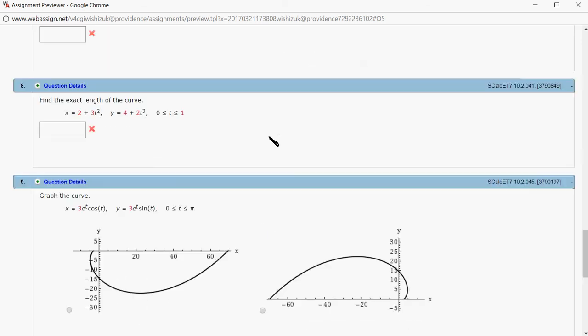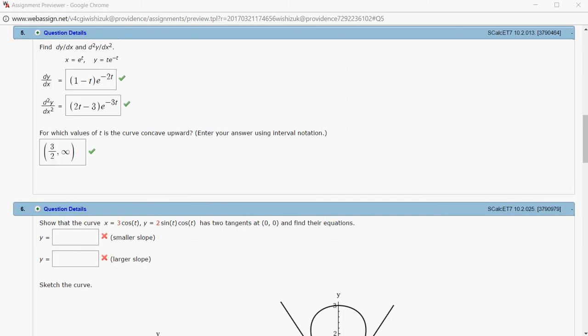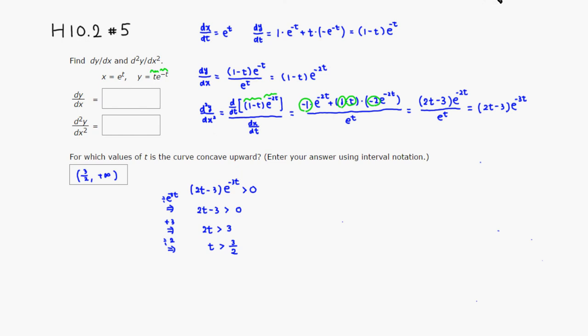Submit for testing. It came back and looks like we got this one correctly. That's it. I hope that this was clear.